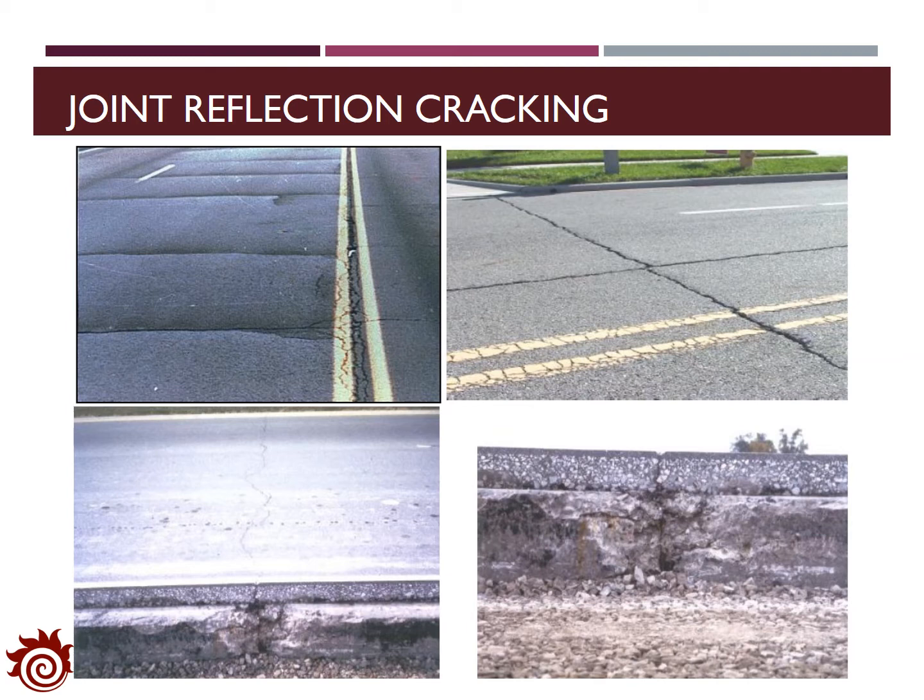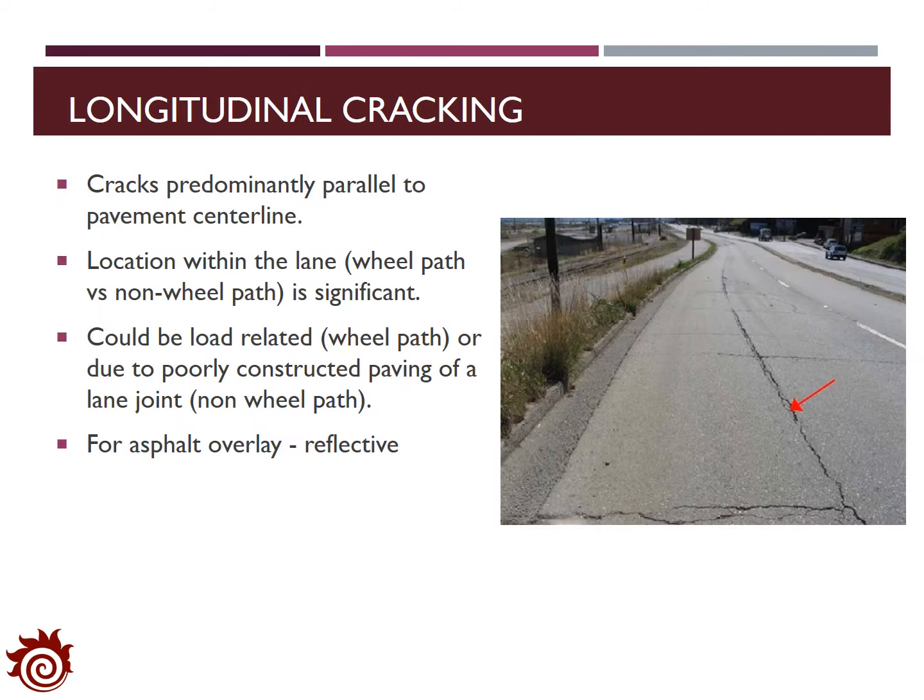Here we have more examples of joint reflection cracking, including top-down view and cross-section view, and they all occur at the joints of the PCC slabs. Another type of cracking is longitudinal cracking. This type of cracking is usually parallel to the pavement center line. The longitudinal cracking can occur within the lane. It could be aligned with the wheel path, or it could be aligned in the middle of the lane.